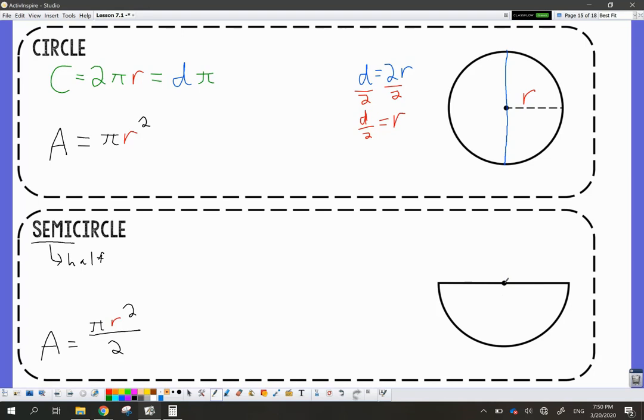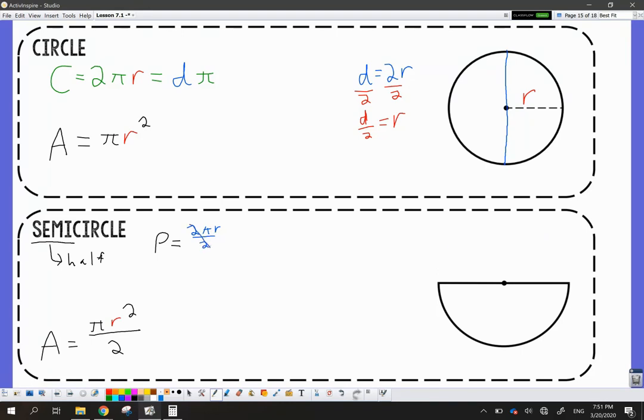Now, I'm going to call the distance around the semicircle the perimeter here. Technically, this half part here is still a circumference, but adding this line, though, makes me want to call it the perimeter. So the perimeter of a semicircle. Now we know we need to start by finding the circumference and dividing that by half. So we're going to start with 2 pi r divided by 2.